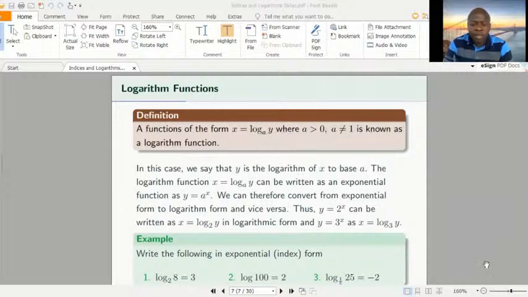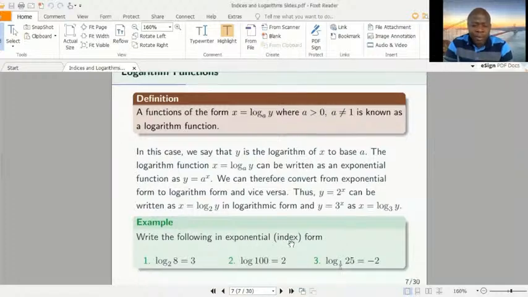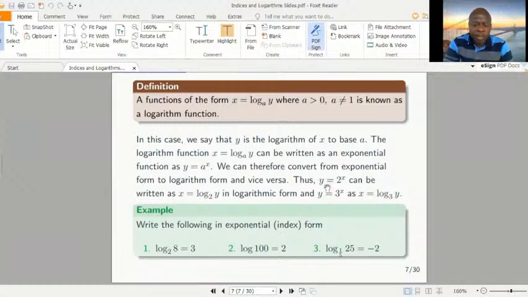I begin with the first example. Example says, write the following in exponential or index form. So we've been given a logarithmic form, and we want to write it in index form. Solution: to write this first one in index form, 3 goes to where y is, we drop the logarithm, so it will be 2 raised to 3 is 8. So 3 goes to be the power, and 8 goes to where 3 was.